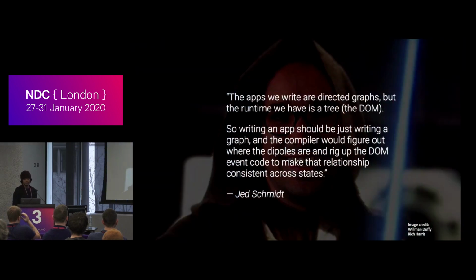A few years ago, Jed Smith at Brooklyn Meetup explained his vision of next generation UI framework. And he says, the apps we write are direct graphs, but the runtime we have is a tree, the DOM. So writing an app should be just writing a graph. And the compiler would figure out where the dependencies are and rig up the DOM event code to make that relationship consistent across state.